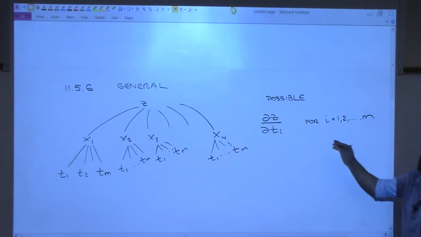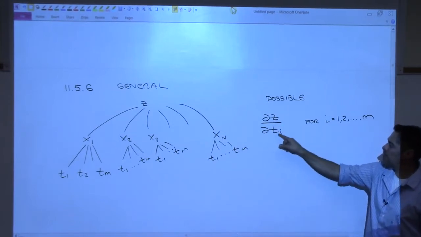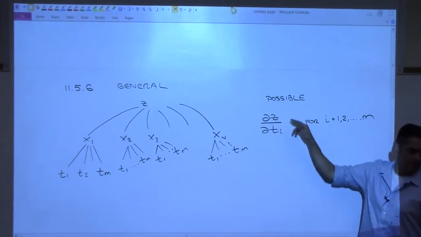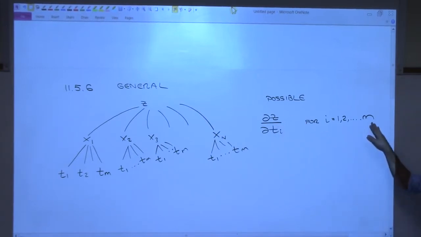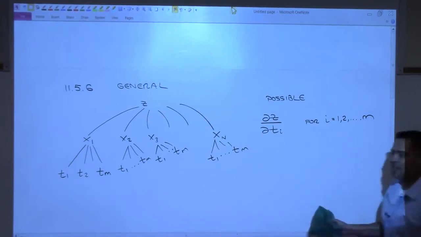There are how many partial derivatives possible for this situation? M of them, right? I could have partial z with respect to t1, partial z with respect to t2, t3, t4, all the way out to tm. Can you give me a formula for the ith partial derivative? Let's see if we can.